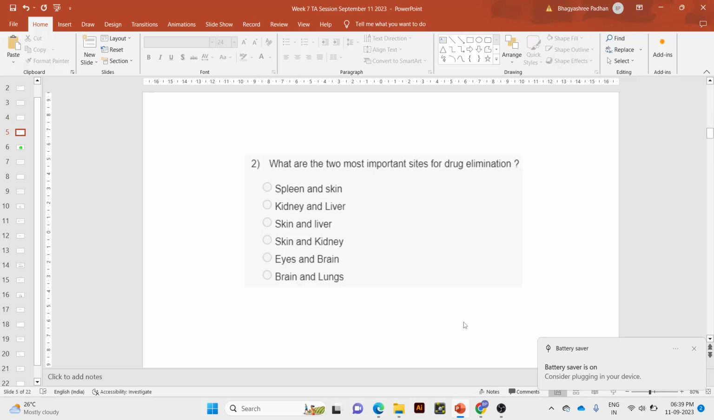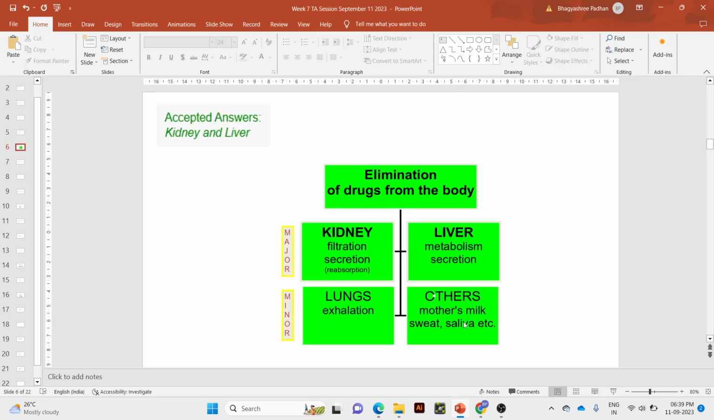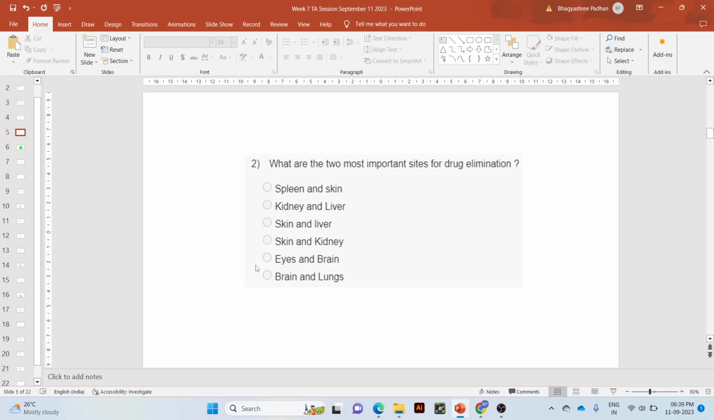Now the next question, what are two most important sites for drug elimination? Spleen and skin, kidney and liver, skin and kidney, eyes and brain and lungs. So here the correct option would be kidney and liver. Kidney and liver are two most important sites for drug elimination. Other than that, it could also be lungs or sweat or saliva. But the major ones are kidney and liver.